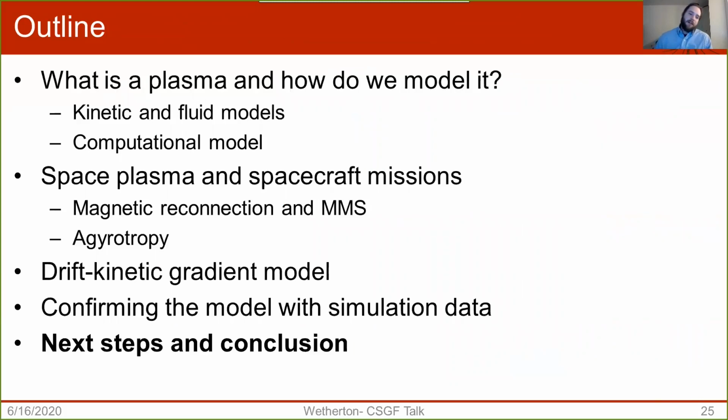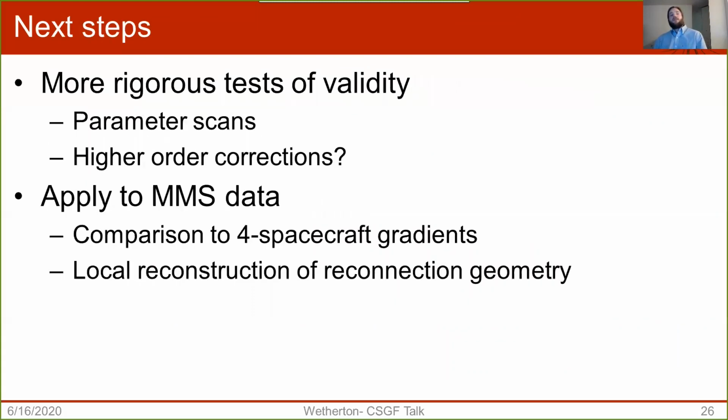So let's talk about a few of the next steps we can take. So we had this scan in density asymmetry that shows that these three simulations all work pretty well. But there are a lot of other parameters, particularly for reconnection, that I can think of that can potentially influence the validity of our model. And it would be good to actually figure out how good the model is over a range of parameters. In particular, the beta parameter, I expect as it goes lower, the model won't do quite as well with the strong gradients, but we haven't been able to test that rigorously yet, and that would be good to know.